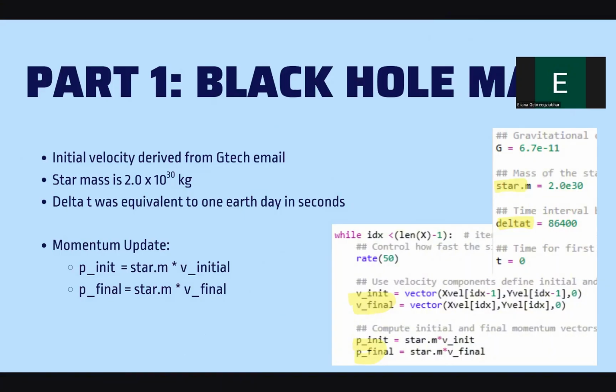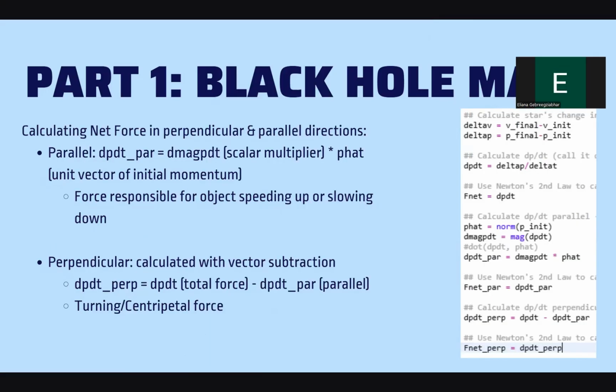For the first part of the lab, the initial velocity was derived from our Georgia Tech email. The star mass was 2 times 10 to the 30 kilograms, and delta T was equivalent to 1 Earth day in seconds. We used the momentum update by first calculating V initial and V final, and then multiplying those by the star mass. Since net force was split into perpendicular and parallel directions, the parallel was found using the magnitude of the delta P over delta T times P hat, which was the unit vector of the initial momentum, to get the force responsible for the object speeding up or slowing down.